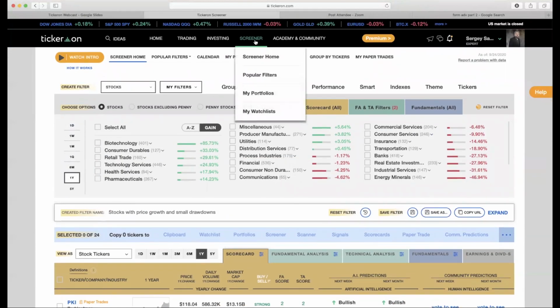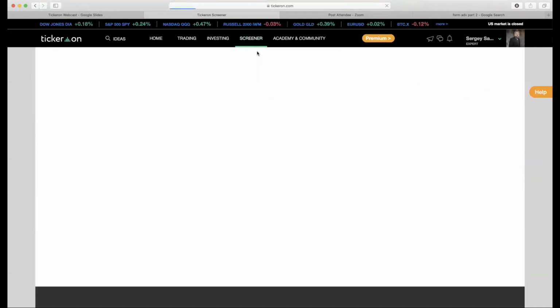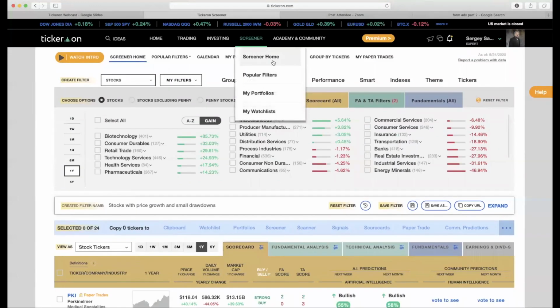But if you really want to get the most bang for your buck, if you really want to actually have a trading advantage, to actually use the opportunity that you've been given here, what you're going to do is you're going to click on Screener Home. So the top button, Screener Home right here.